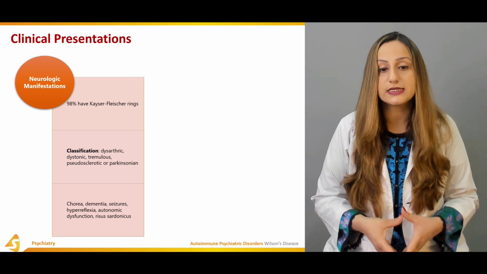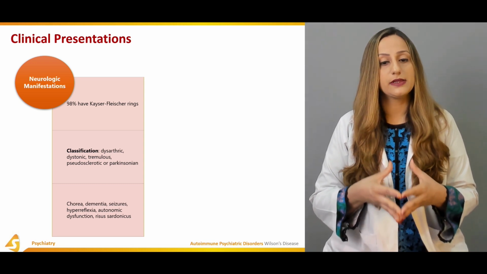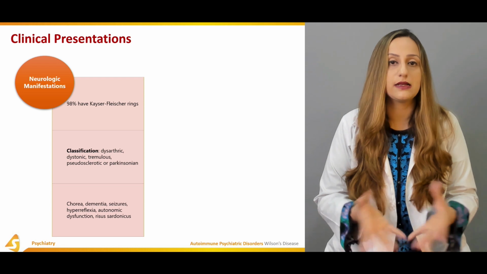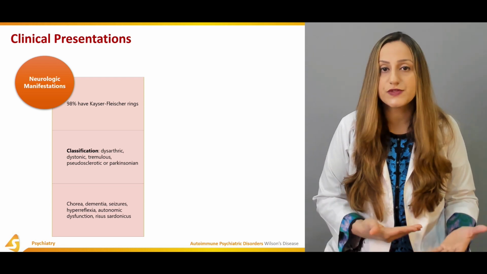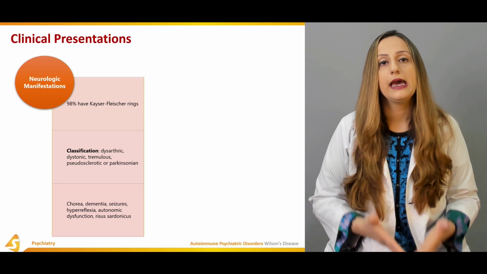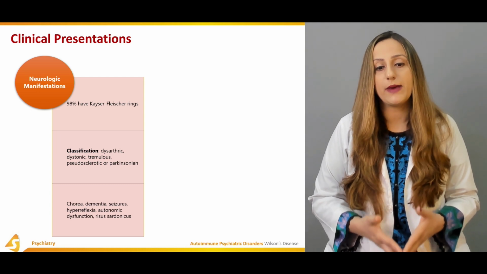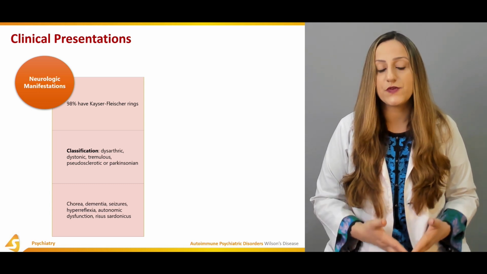Dementia is observed in these individuals. These people can also have seizures, a single seizure, or there can be a range of seizures or episodes of seizures. Then these patients can also suffer from hyperreflexia and autonomic dysfunctions.